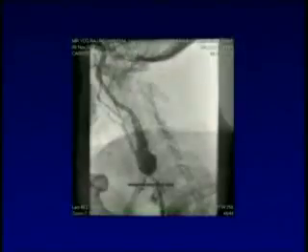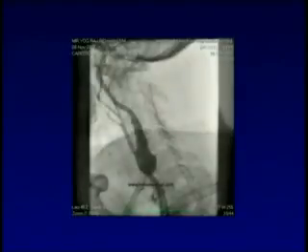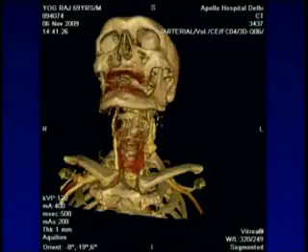And they had done a patch repair using a Dacron graft. And he was hypertensive, diabetic, and had a very severe chronic obstructive airway disease. This is the pseudoaneurysm, which has actually arisen at the point where the Dacron was sewed after endarterectomy to the carotid wall. And this is the CT scan, which shows the aneurysm.